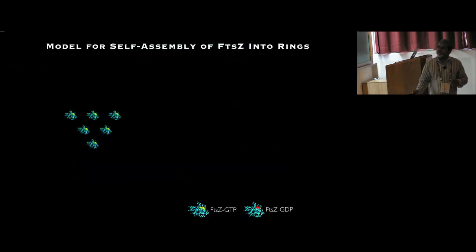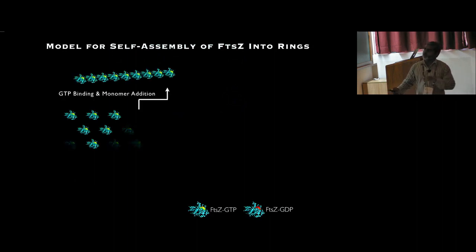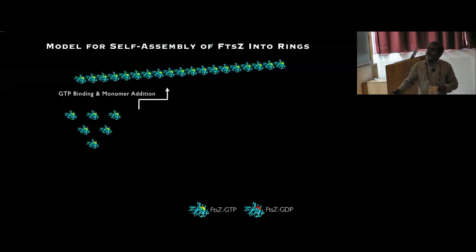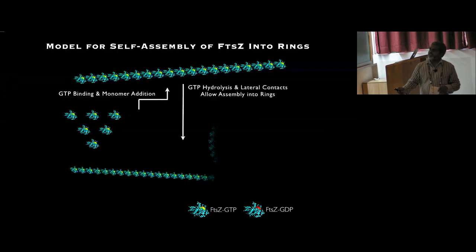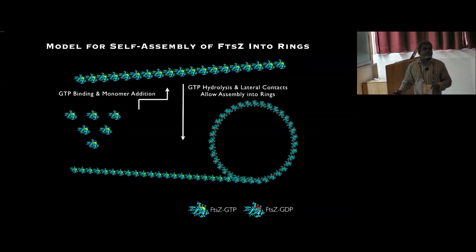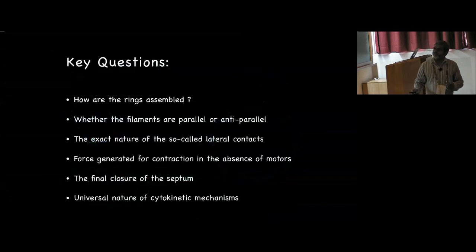So this led us to propose at that time that, although we still don't know how the ring assembles, GTP binding forms linear polymers, GTP hydrolysis drives curvature, and in addition, there are lateral contacts between these FtsZ filaments that can stabilize the ring structure. But then what are these lateral contacts? So the questions are: how are these rings assembled, and whether these filaments are parallel or anti-parallel. Although EMs have been revealed now, whether they're parallel or anti-parallel is still not clear. And the exact nature of the so-called lateral contacts remains a question, but I just showed you the MTB paper where they have identified some residues which may be lateral contacts.